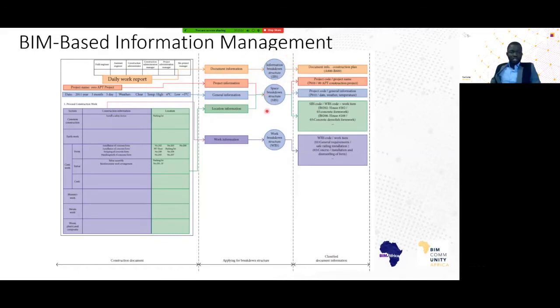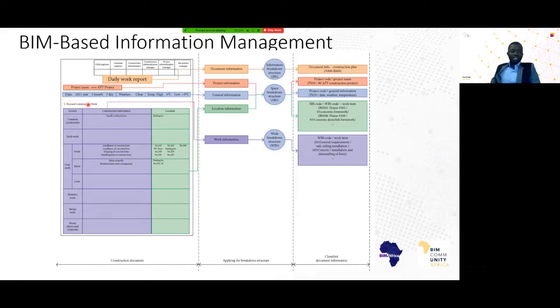For the space breakdown structure, we are looking at the project information, the general information, and then the location information, such that for this particular document, here we have the project name, we can have the client name, we can have all the stakeholders that are involved categorized under the project information. Then we have the general information, which is mostly generic for all the reports or all the documents that are being generated on a construction site from day-to-day activities.